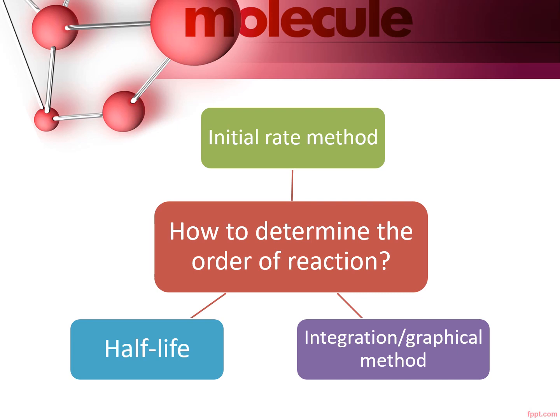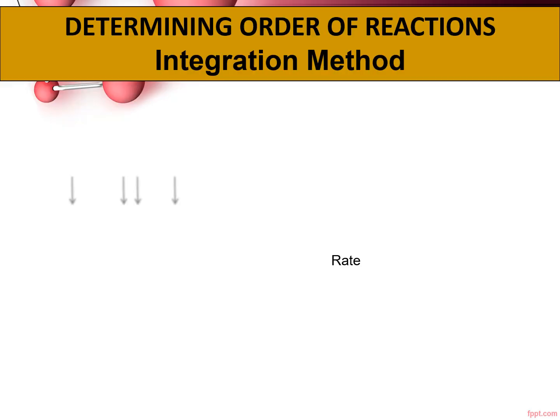Okay, now we will continue on the second step on how to determine the order of the reaction. We're done with the initial rate method. Now we move on to the integration or graphical method. On this one we have to go with the graph.